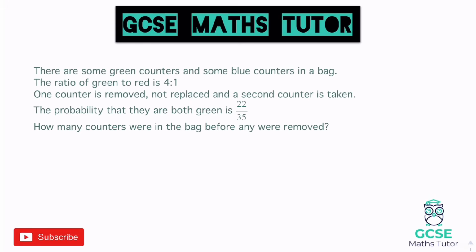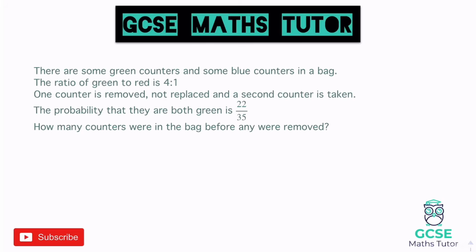But we're going to get started, okay, so we're going to have a look at this question here, and it says there are some green counters and some blue counters in a bag. It says the ratio of green to blue is 4:1. One counter is removed, not replaced, and a second counter is taken, and that's quite key there that it's not replaced. It says the probability that they're both green is 22/35. How many counters were in the bag before any were removed?